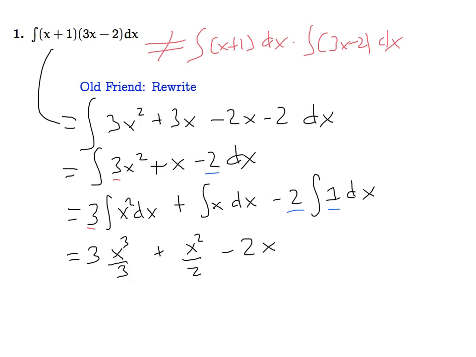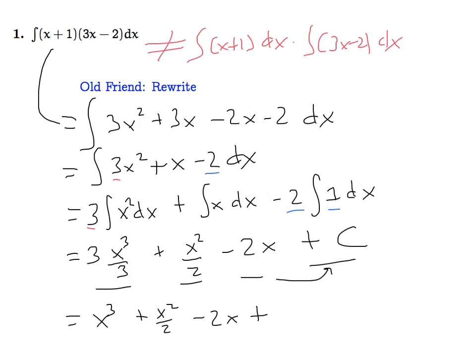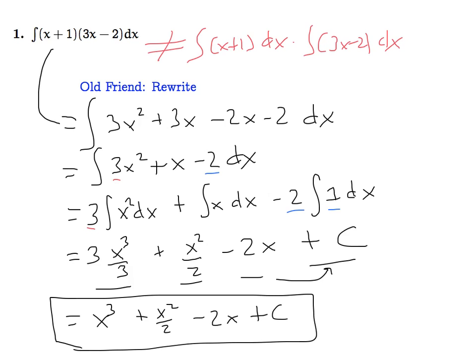minus 2x. And now what usually happens is here at the end we throw a constant in. So this is sort of the idea of just leaving it to the very end, but remembering that each of these integrals has a constant, but we'll just lump them all together at the end. And for those in the room who love simplifying, x cubed plus x squared over 2 minus 2x plus c. Well, I guess there wasn't much simplifying, but not so bad. We just got to remember, rewrite.